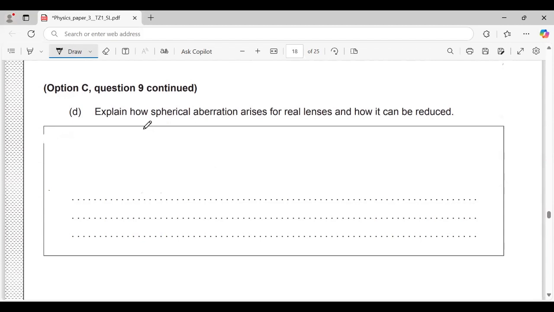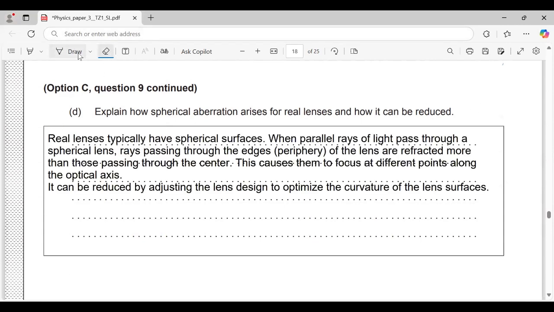Explain how spherical aberration arises for real lenses and how it can be reduced. I provide my opinion, and I will not add something. This is enough, I think. This opinion you may copy, or if you want to add something, you may add it. All right, students, let's continue.